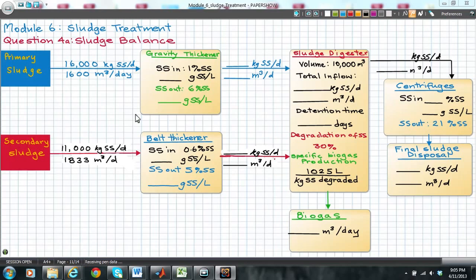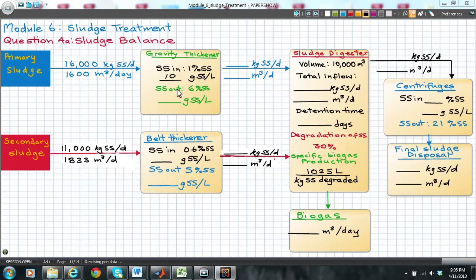Initially, we'll start with our primary sludge line. We have 16,000 kilograms of suspended solids per day from our primary sludge. And as it is 1% suspended solids, we have a volume of 1,600 cubic meters per day. A suspended solids content of 1% is equivalent to a concentration of 10 grams of suspended solids per litre.